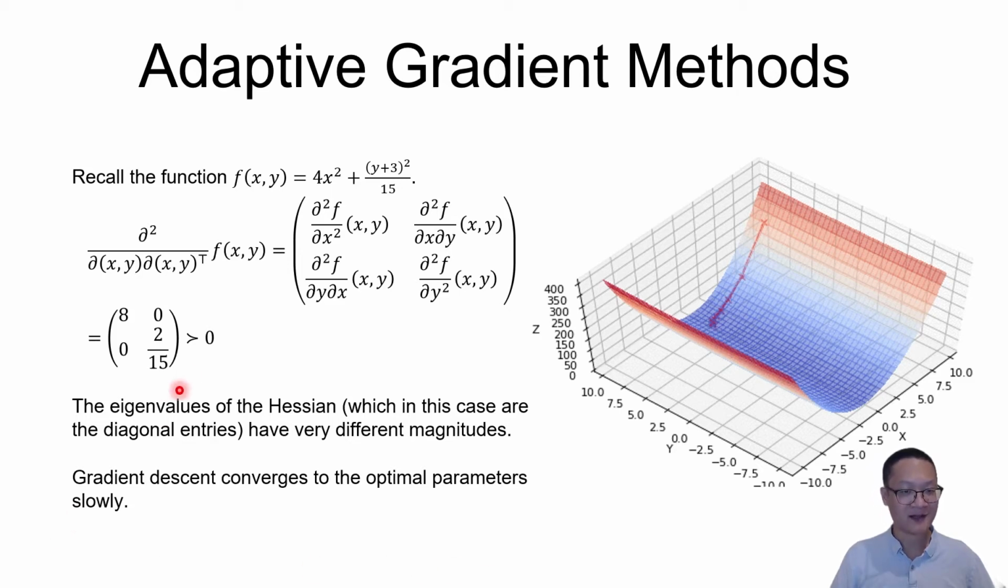Okay, welcome back. So let's now move on to adaptive gradient methods. We're going to motivate this by looking at the previous function that we saw, 4x squared plus (y plus 3) squared over 15. We know this function is a paraboloid, actually a positive definite function. The main problem with gradient descent in this case is that in one direction, the function has a pretty sizable gradient compared to the other direction. So this is actually the reason why the algorithm converged very slowly to the optimal parameters.